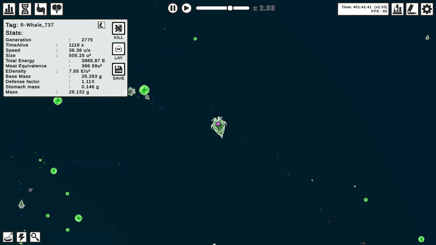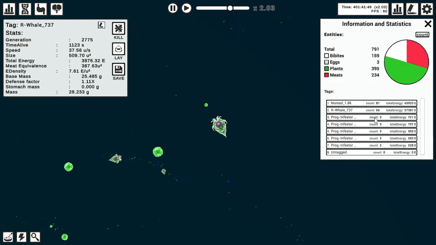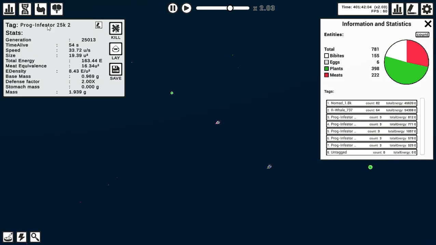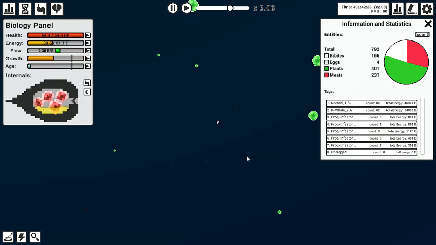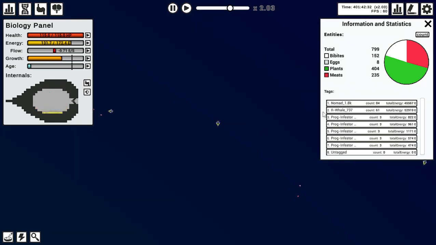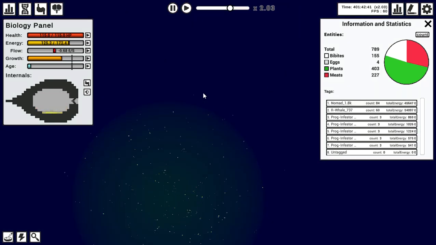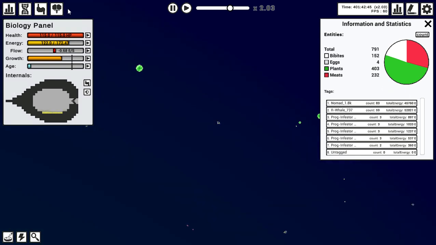Cool. All right. So what I've done is I've spawned in 2 of 5 samples of Prog infestors. They are a 25,000 generation, and stable in a tough soup from last I checked. It just ate a Nomad. I imagine that we're going to see a lot of that. All right, so the Nomad out here, kind of out in space. It's not really space. It is a bit thin.